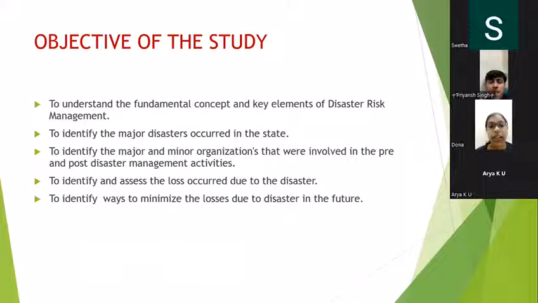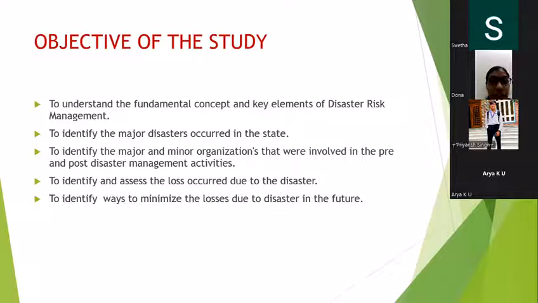Okay, now let's check out the objectives of the study. The first objective is to understand the fundamental concepts and key elements of disaster and risk management. The second objective is to identify the major disasters that occurred in the state. The third objective is to identify the major and minor organizations involved in the pre- and post-disaster management activities. The fourth objective is to assess the loss occurred due to the disaster. The fifth and final objective is to identify ways to minimize the loss due to disasters in future.